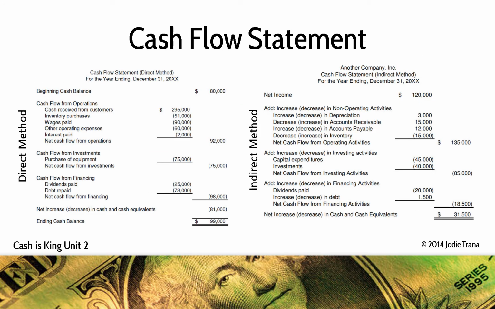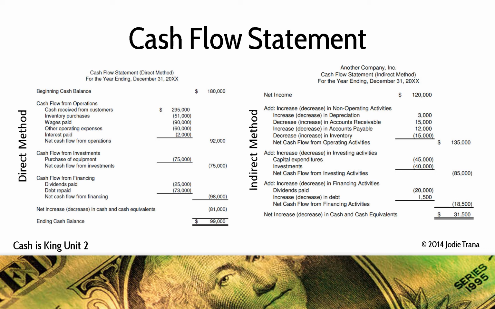Up to this point, we've talked about an informal method of reporting cash, which is the checkbook and the bank statement. We've talked about an analytical form of reporting cash, which are our ratios. And now we're going to talk about a more formal reporting method, which is the cash flow statement. The cash flow statement reports historical cash flow. And both of these statements are looking at cash flow for a certain period of time, for a year.